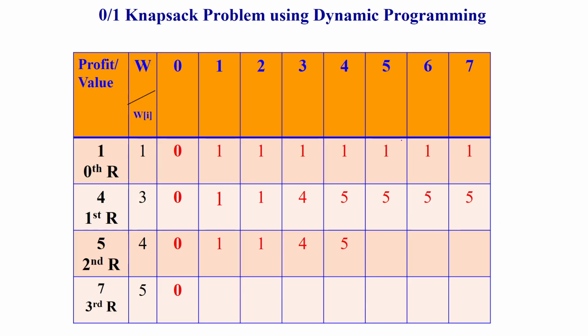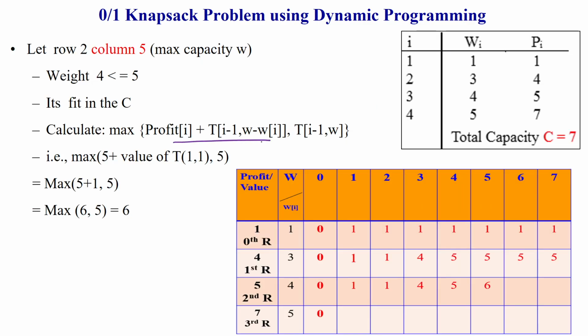Now we are moving to the next column. Here maximum weight is 5, and the product's weight is 4. Yes, it is possible to select, so apply the formula. When you apply the formula, you will get 6 comma 5, then you will get 6 as the value here.